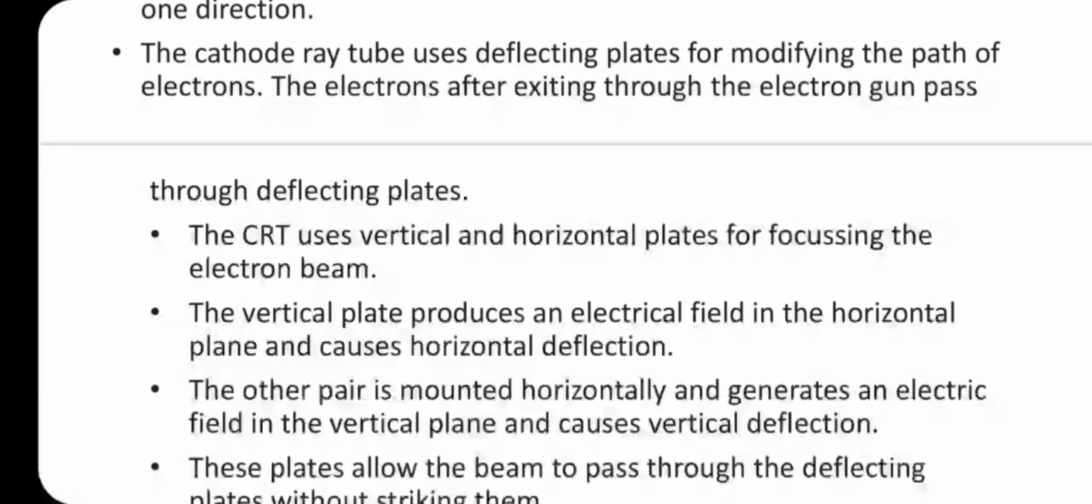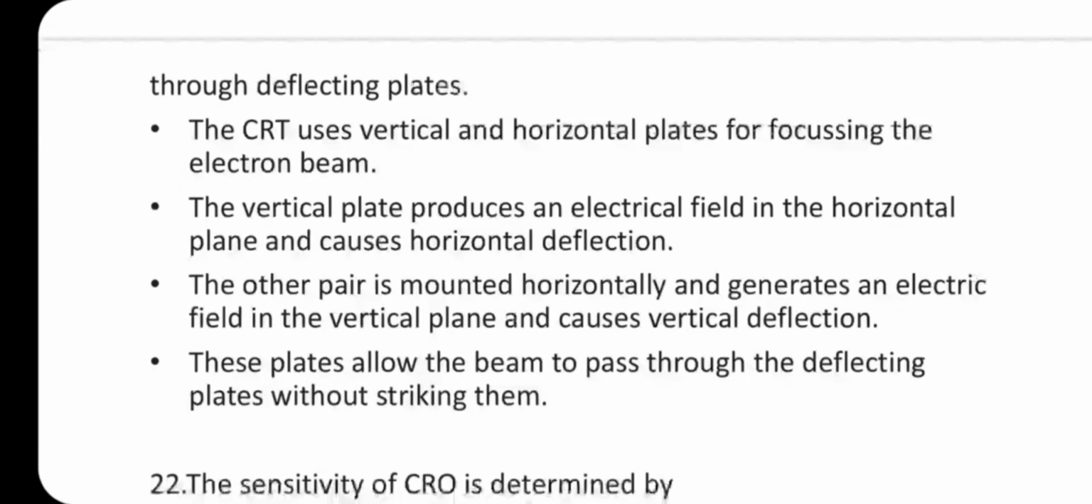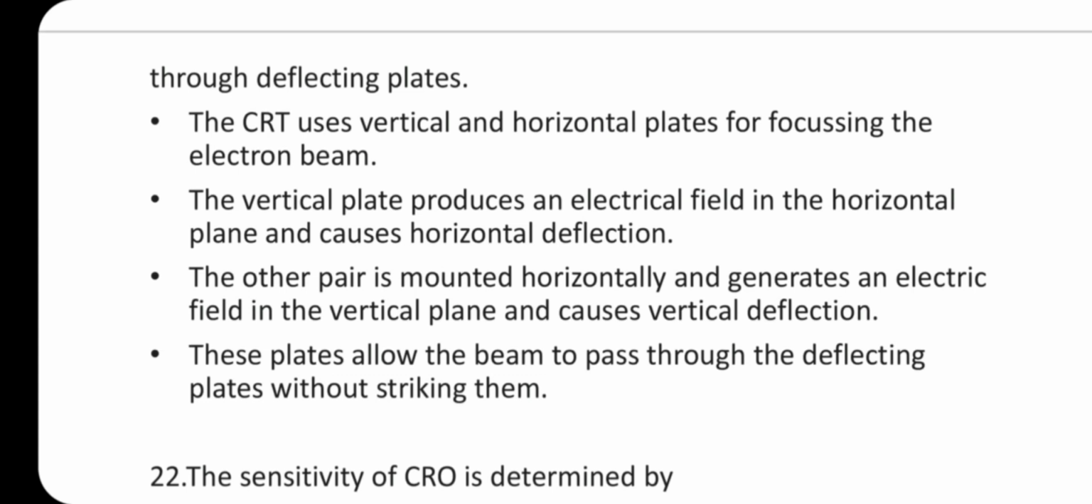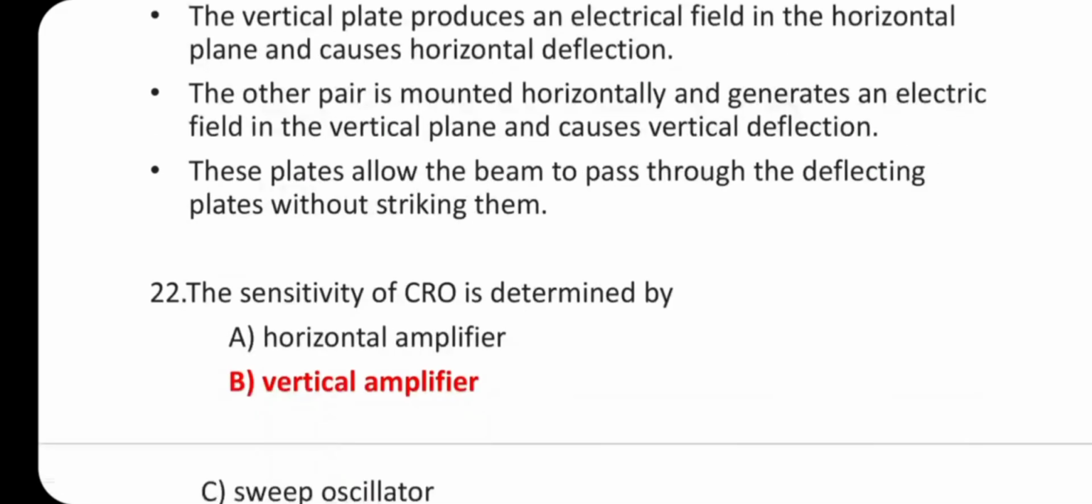The electrons, after exiting through the electron gun, pass through deflecting plates. The CRT uses vertical and horizontal plates for focusing the electron beam. The vertical plate produces an electrical field in the horizontal plane and causes horizontal deflection. The other pair is mounted horizontally and generates an electric field in the vertical plane and causes vertical deflection. These plates allow the beam to pass through the deflecting plates without striking them.